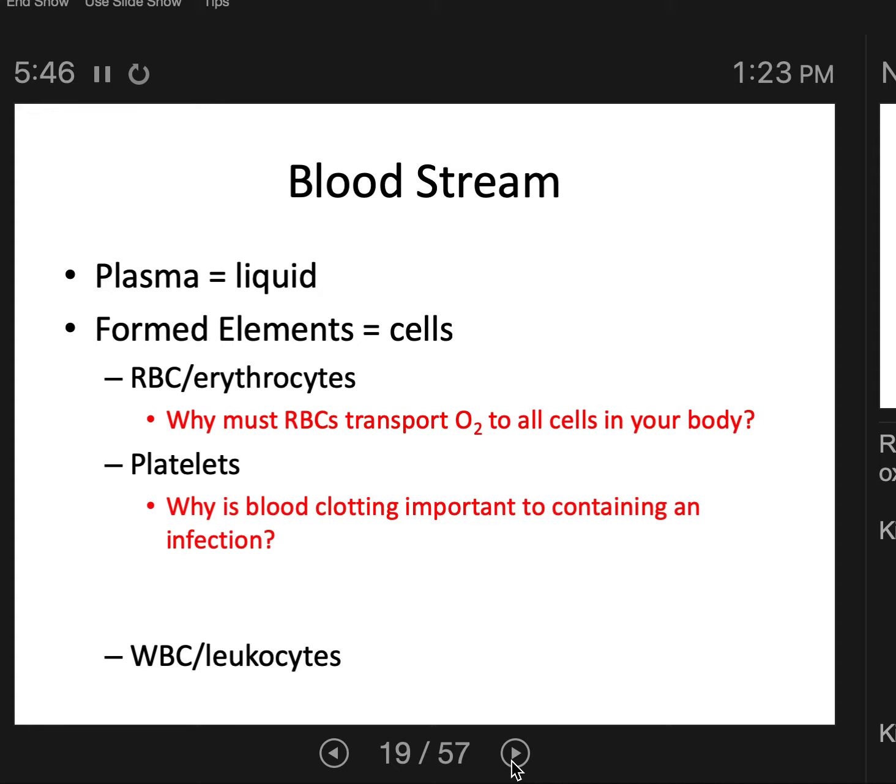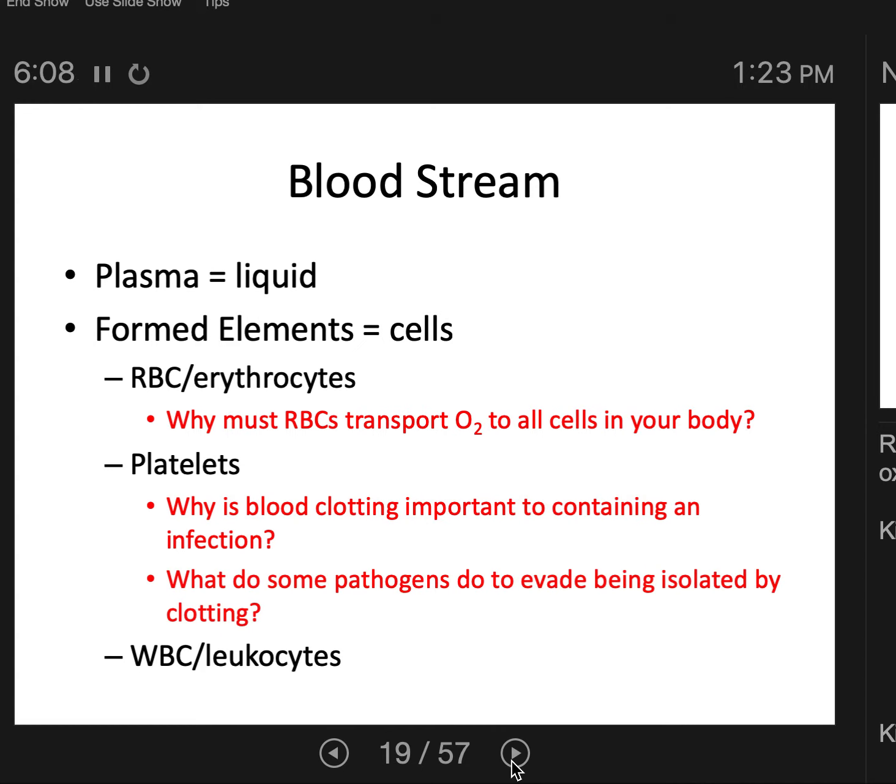So blood clotting is important to containing an infection. I mean, yes, it stops you from bleeding, but also it stops pathogens from getting in, because remember, your skin is a great barrier against infection. And so platelets are part of what stops those pathogens from entering through a break in your skin barrier.